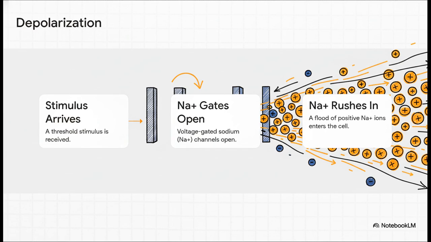And this is exactly what happens next. The very moment that threshold is crossed, these special little doors, the voltage-gated sodium channels, they fly open. This creates a pathway for a massive flood of positively charged sodium ions to rush into the neuron, completely overwhelming that negative charge that was there just a moment before.